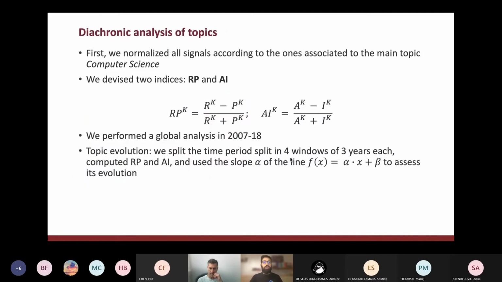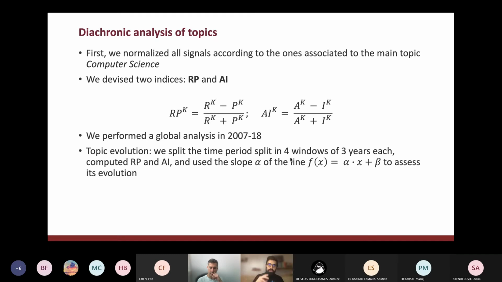Now, again, what can we do with them? The first thing that we did is come up with two indices. They are called RP and AI. RP, don't look at the math. It's a little bit confusing, but follow my words.